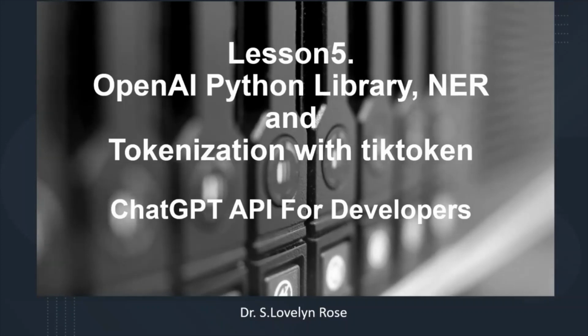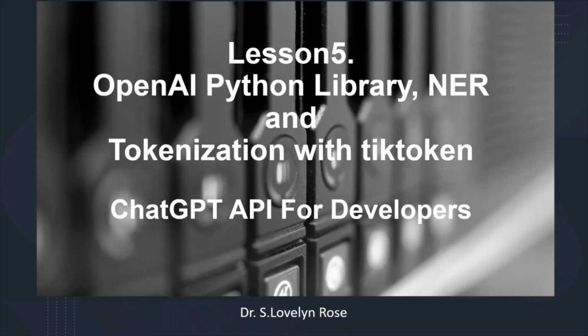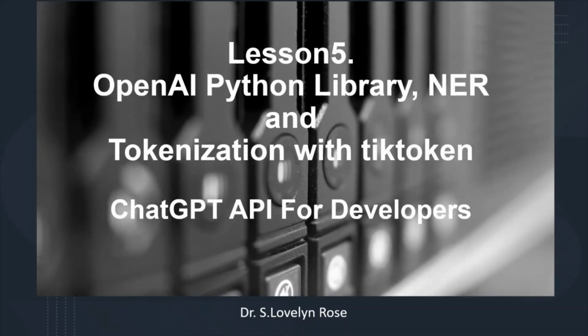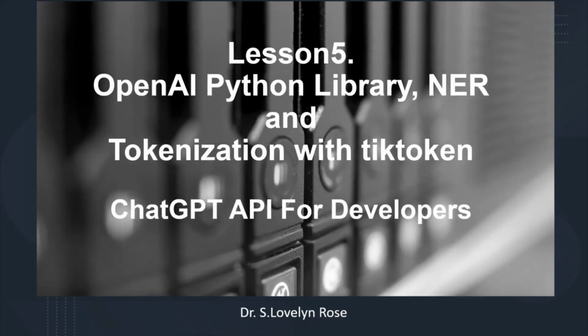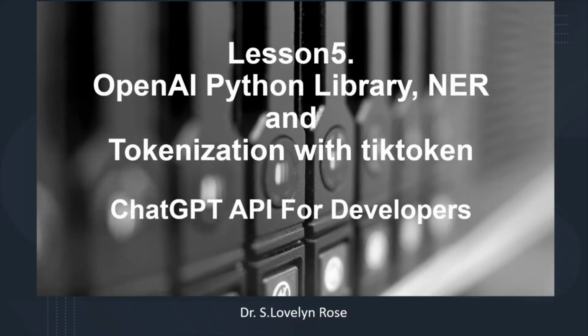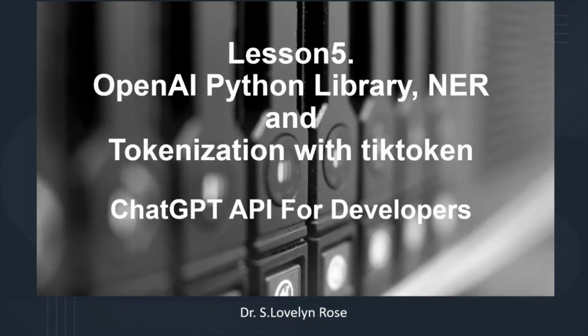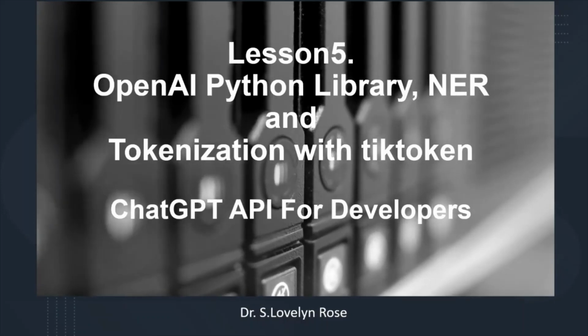Welcome to the fifth lecture in the series on ChatGPT for developers. In this video, we will explore how to make API requests using the OpenAI Python library to perform named entity recognition, or NER. We have already examined various payload JSON parameters such as model, messages, and temperature in detail. Now we will delve into the max tokens parameter, and we will also gain an understanding of how tokenization works.